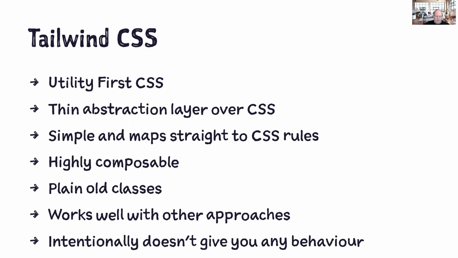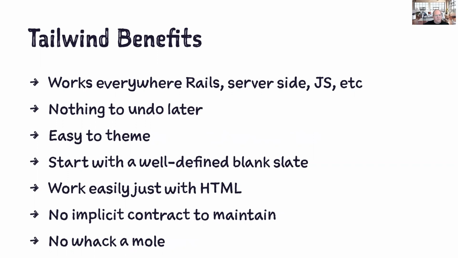And it's just plain old classes. So we're going back to the simple world of HTML with some classes, and the classes that Tailwind provides effectively just map to simple rules. So it plays well with others. You can mix and match. It's worth noting that it intentionally does not give you anything like behavior, and it doesn't give you any pre-canned components. The idea is you've got a toolkit to go and build your own. And you can do that pretty quickly.